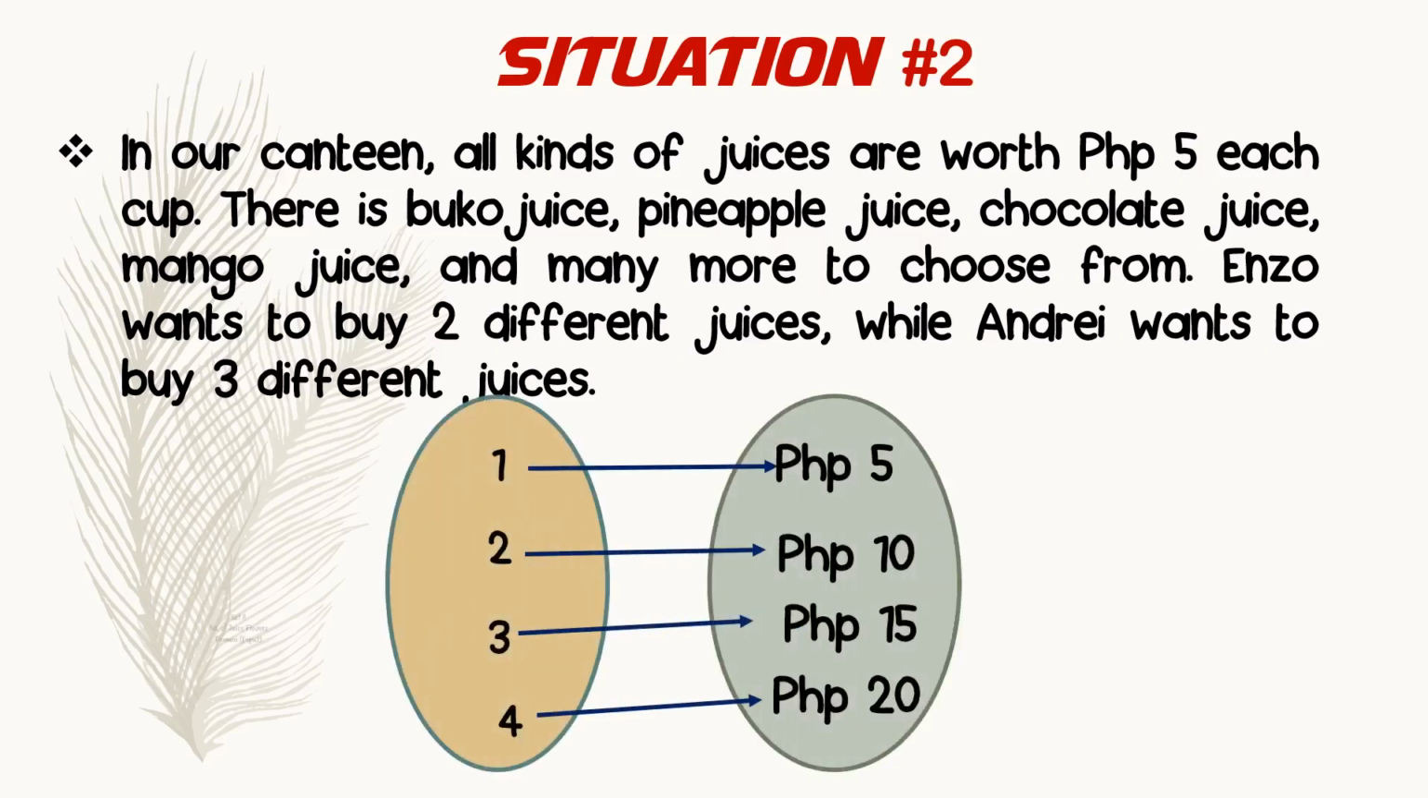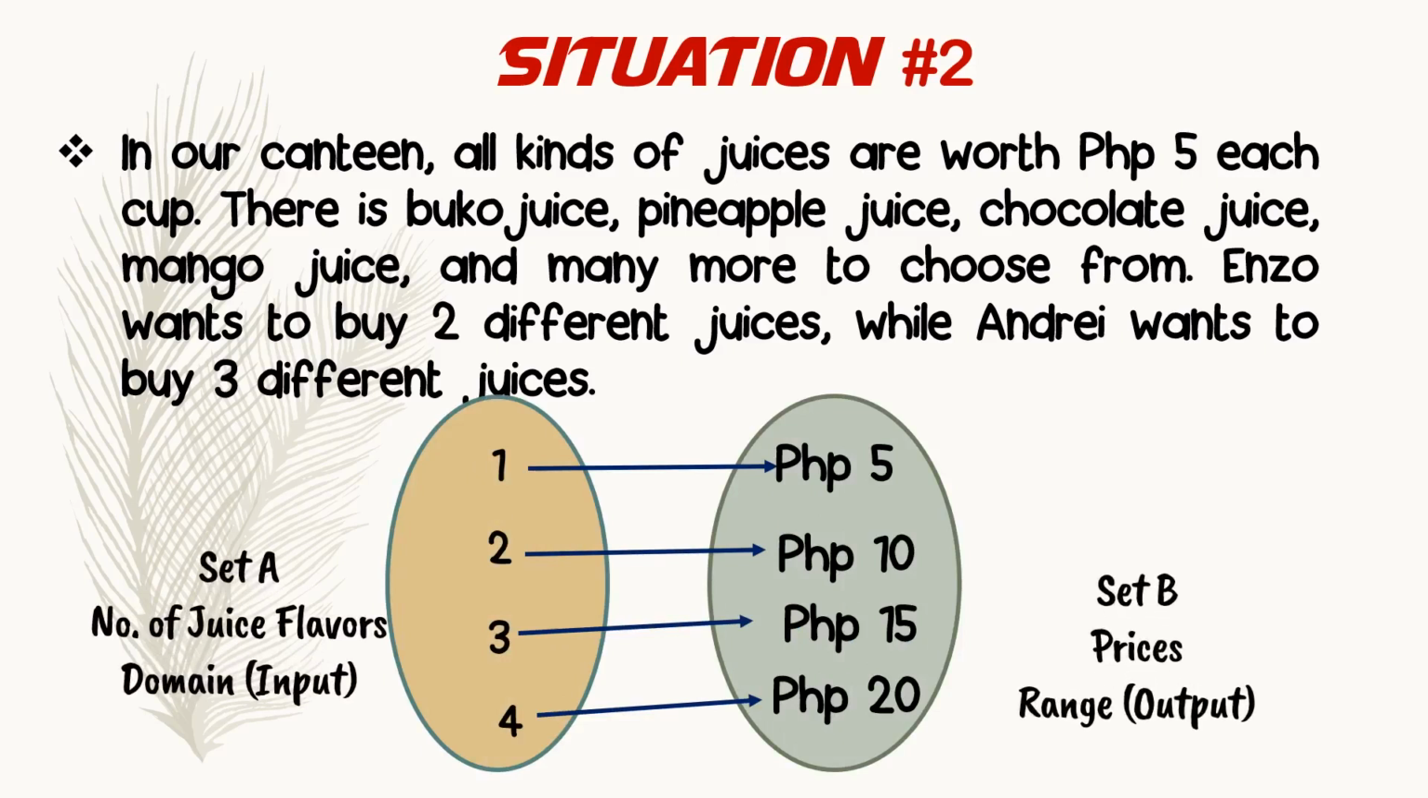So we have here for set A, the number of juice flavors that you're going to buy, and for set B, the price that you're going to pay. So if you bought 1 cup, you will pay 5 pesos, and if you bought 4 cups, you will pay 20 pesos, and so on and so forth.